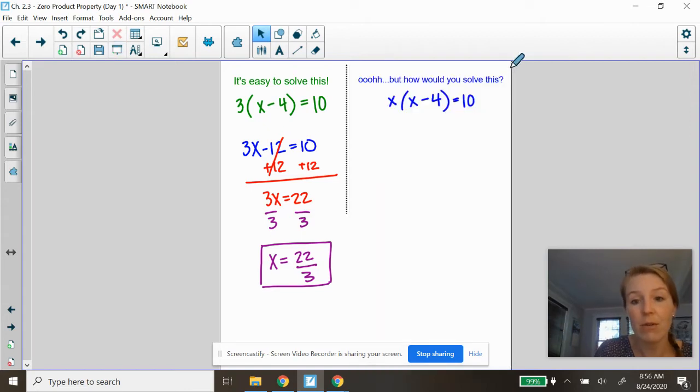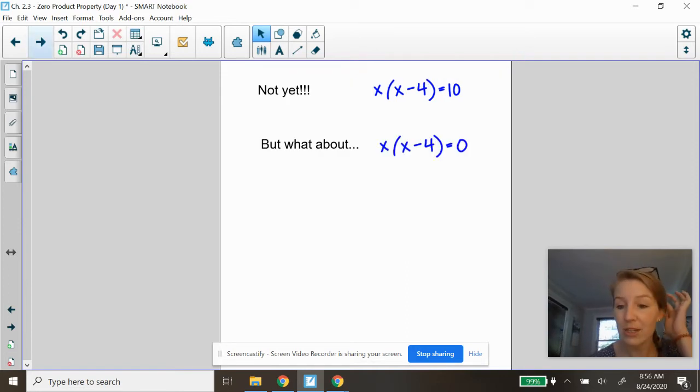Now, what if I gave you a question that looked like this? I want you to pause the video and try this one. All right, my guess is that one was quite a bit trickier, and that's all right. So when you think about these two equations, x times x minus 4 equals 10, and x times x minus 4 equals 0, the good news is that by the end of 8th grade, you are going to be able to do both of these.